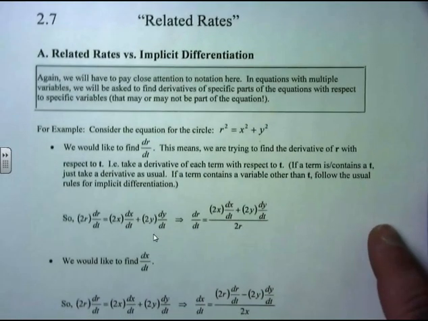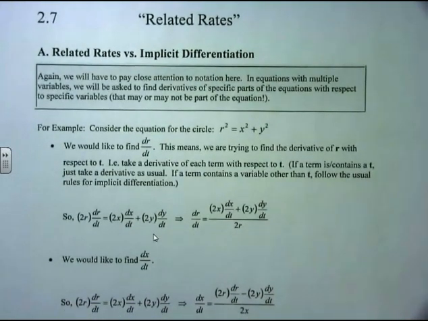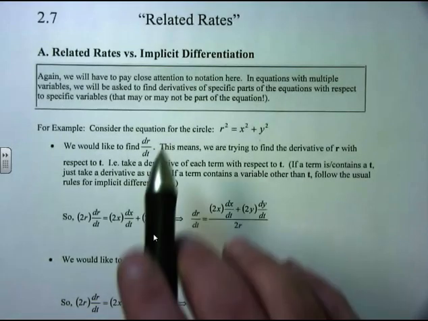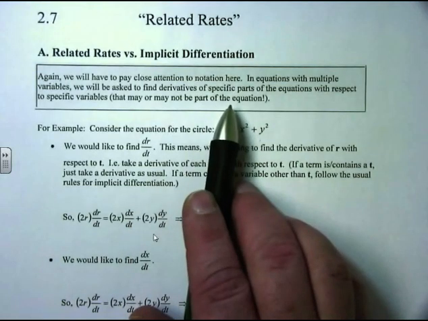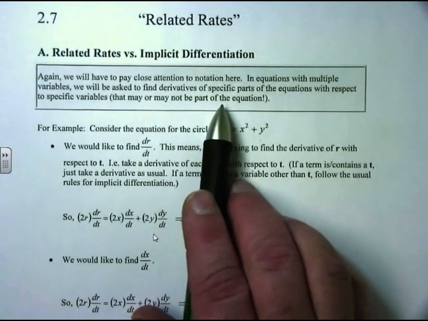So, related rates versus implicit differentiation. Again, we have to pay close attention to notation here. In the equations with multiple variables, we were asked to find derivatives of specific parts of equations with respect to specific variables that may or may not be part of the equation. Now, here comes your related rate. Maybe they may not be a part of your equation.